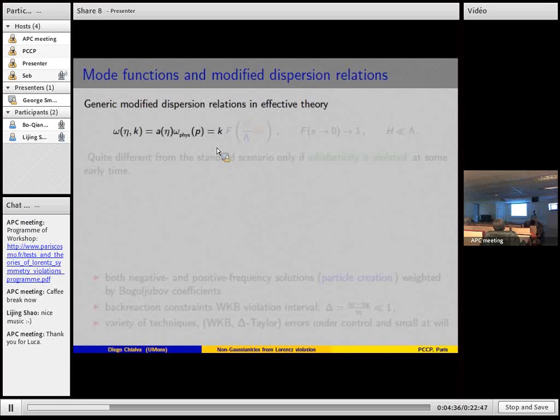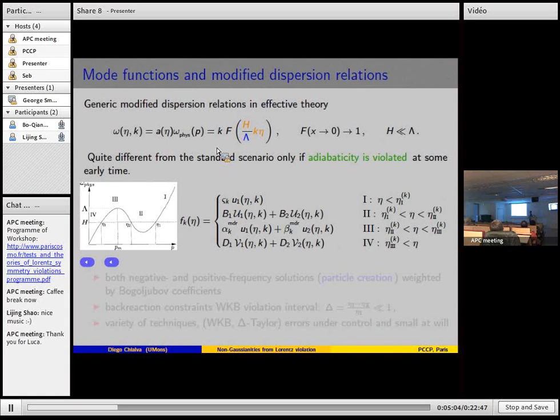So first of all, let's see what changes in the mode functions. This one is the standard Lorentzian dispersion relation. Here is the frequency, and it's equal to k. I can parameterize whatever general modified dispersion relation in this way. This one will be the Lorentz violation scale. And as you see, all the corrections are suppressed by this ratio. This one is, at leading order in slow roll, the physical momentum with a minus sign. So, the modified dispersion relations can be of two kinds. They can change strongly in time, or they can change slowly in time.